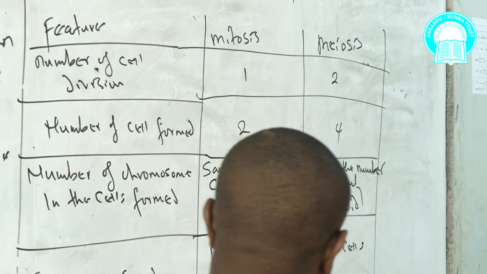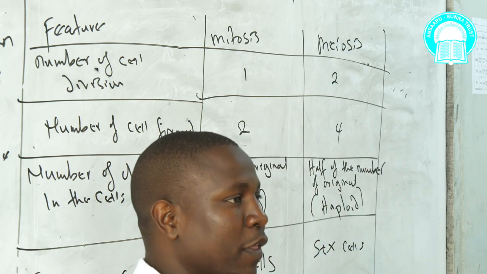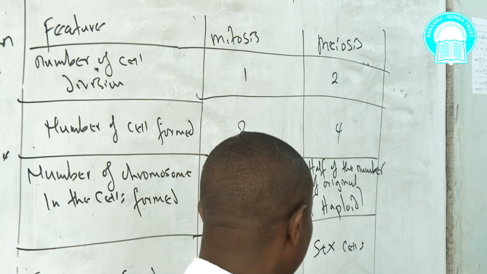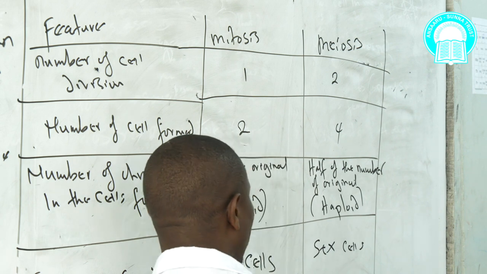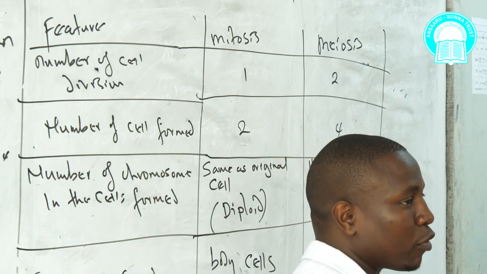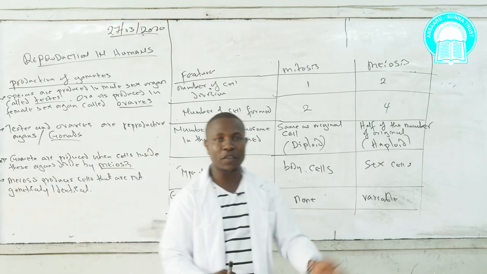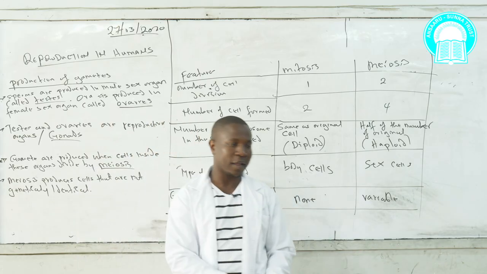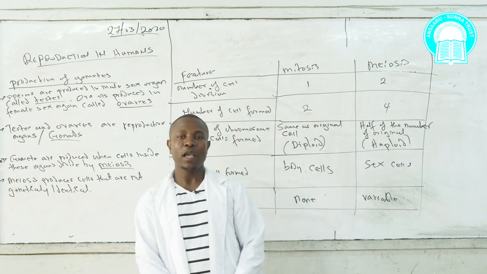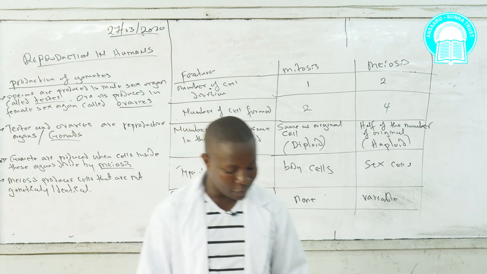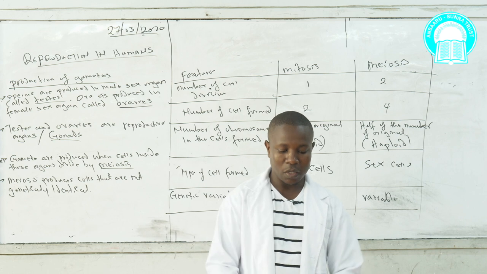Now, type of cell formed. Mitosis only produces body cells, for example muscle cells and brain cells. And here it only produces sex cells. That's why I said this one takes place in somatic cells and this one takes place in reproductive organs. Then genetic variation. In mitosis, there's no variation. All organisms look alike. But in meiosis, there's variation, whereby we can come from the same parent, but you are different. You don't look alike.